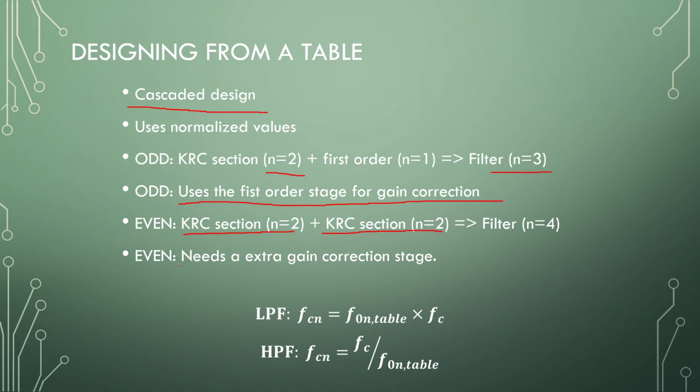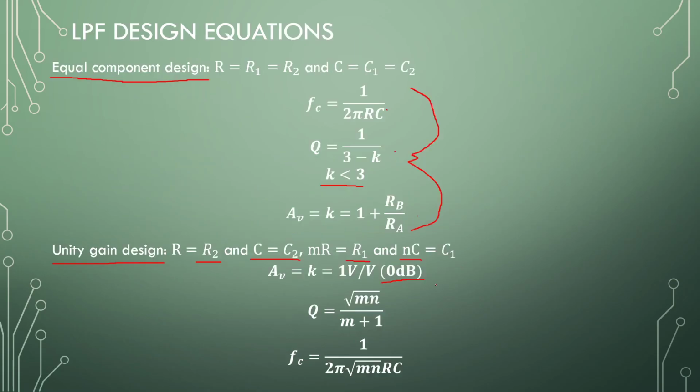But if you have a different final gain in mind, you need an extra gain correction stage. No messing with RB and RA to try and fix your gain. You will build the oscillator if you do this, or mess up your Q factors, and your filter will not respond like you intended it to.